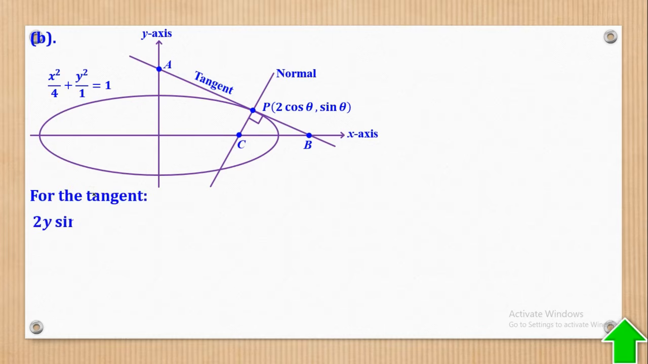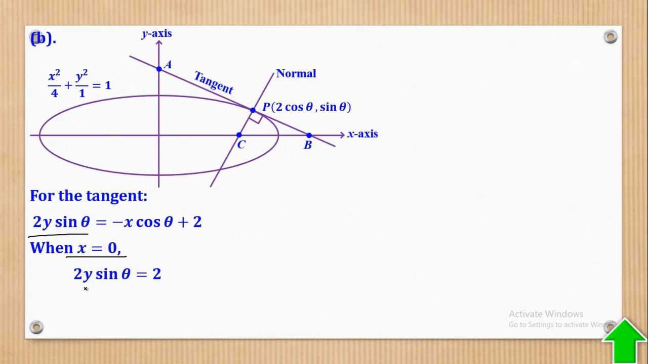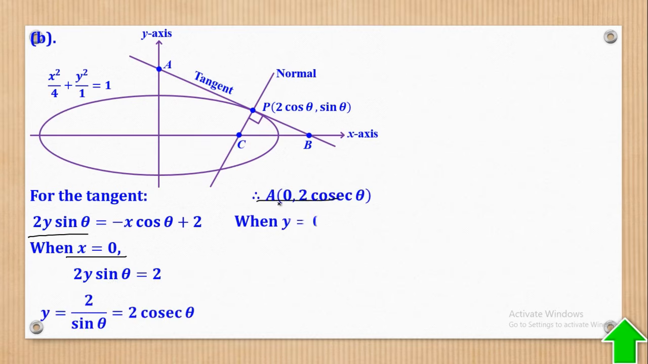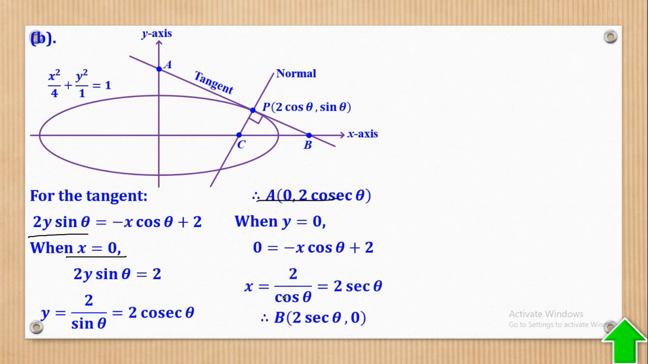For the tangent, we know that this is the equation of the tangent. Therefore, when x is equal to 0, I'll come up with that. Therefore, y will be that, implying that point A is given by that point. Then when y is 0, I'll substitute to be able to get the value of x, therefore point B will be that.